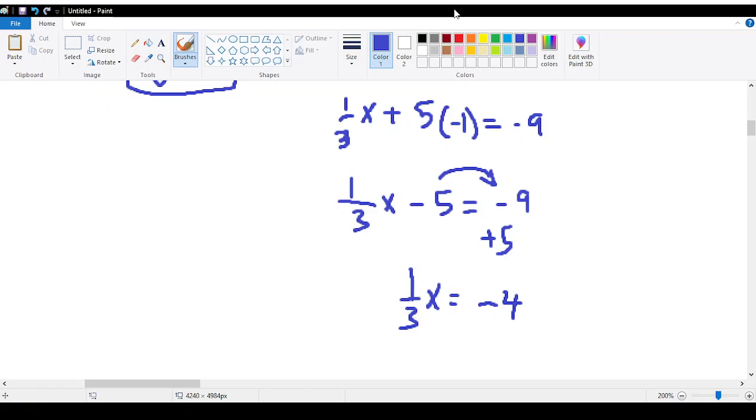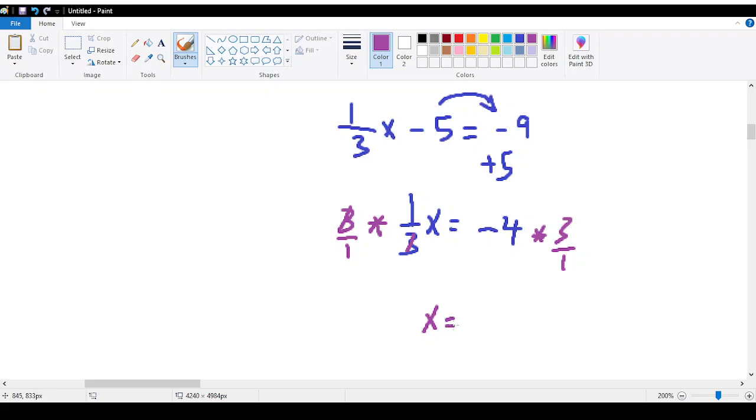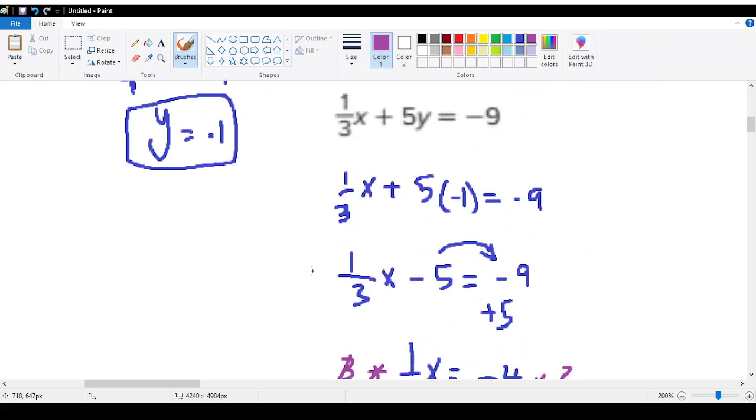Now, how to get rid of this 1 over 3? How do I get rid of the fraction? We will multiply it with what? We took it before. 3 over 1. That's correct. And the other side should be multiplied with 3 over 1. This with this will cancel out. So you will end up with x equals minus 4 times 3. Minus 4 times 3 gives minus 12. Thank you. And we are good to go. So the final answer is x equals minus 12 and y equals minus 1.